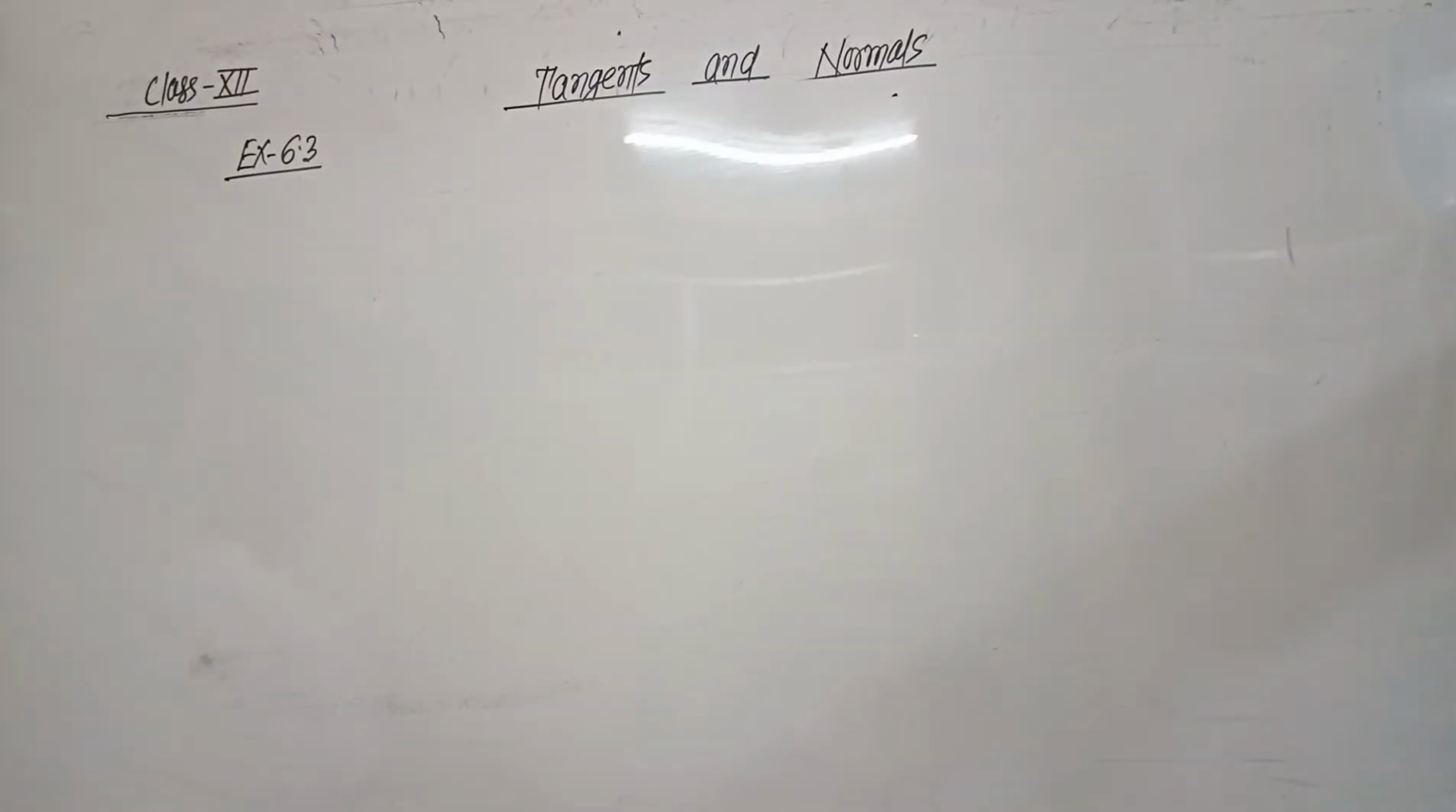This is question number 10. Question number 10 is: find the equation of all lines having slope minus 1.